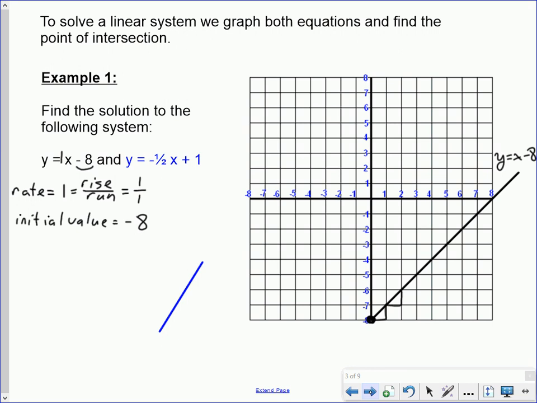All right, what about our second one here? y equals negative 1/2 x plus 1. Well, for this one, the rate is negative 1/2, which of course is rise over run. So this means that our rise is going to be negative 1, so it's going to be going down as we go from left to right. And our run is going to be that number off the bottom, it's going to be 2. So if we go over 2, we have to go down 1. Over 2, down 1 in order to graph. And our initial value is positive 1.